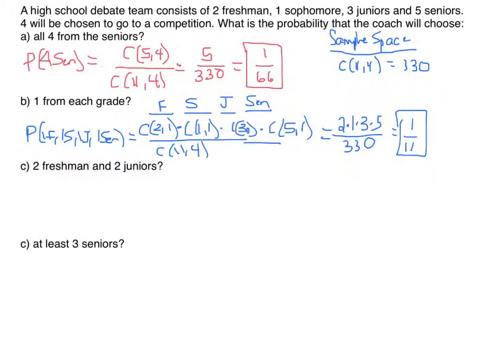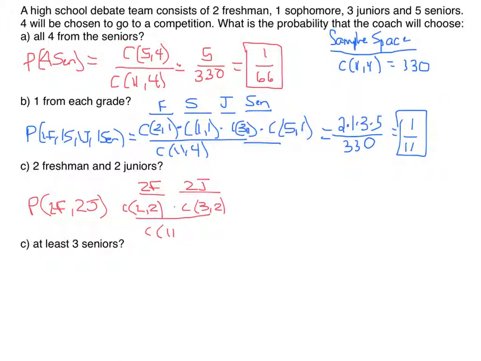Okay, the next example is similar. It says 2 freshmen and 2 juniors. So in this example, instead of having 4 tasks, we only have 2 tasks, right? We have to pick the 2 freshmen that we want, and then pick the 2 juniors that we want. For the freshmen, there are only 2 to choose from, so we're picking 2 of the 2. For the juniors, there are 3 to choose from, and so we are picking 2 from the 3 that we have. And again, our denominator is 11 choose 4. Well, this just looks like 1 times 3 over 330, which is just 1 over 110.